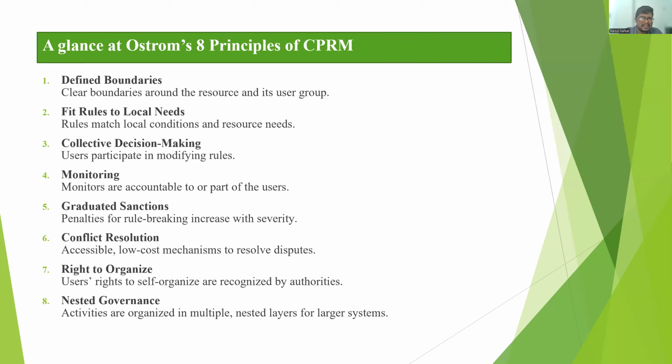So this is just, at a glance, the eight principles of Elinor Ostrom: defined boundaries, fit rules to local needs, monitoring, graduated sanctions, conflict resolution, and the right to organize. These are all related to those common community resilience factors, and somehow they really contribute. Based on Elinor Ostrom's eight principles, we have tried to build on that.